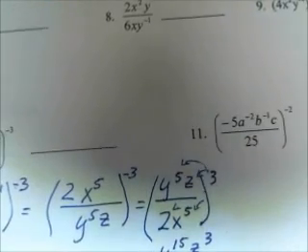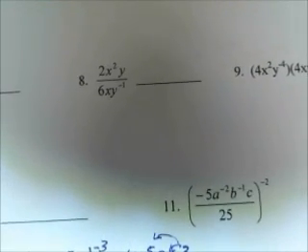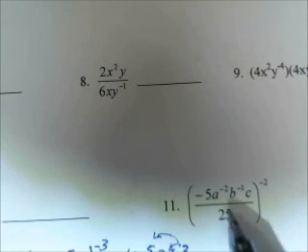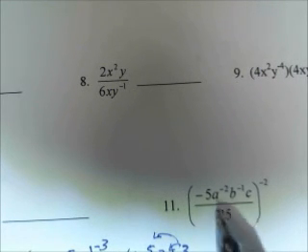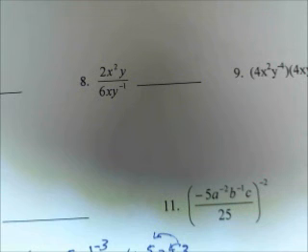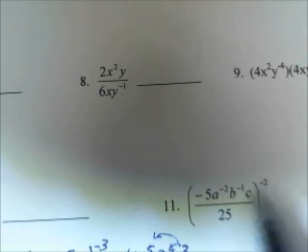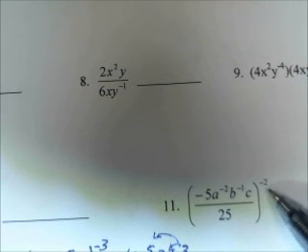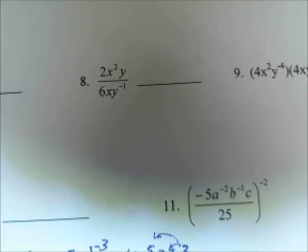Number 11. Again here, looking here, we've got a lot of negative exponents. We have this -5a to the -2b to the 1st c divided by 25, all raised to the -2. So again, there's many different ways that you can approach this. If you wanted, you could distribute the -2 in. You could take care of the negative portion of the exponent of -2 by inverting the fraction.